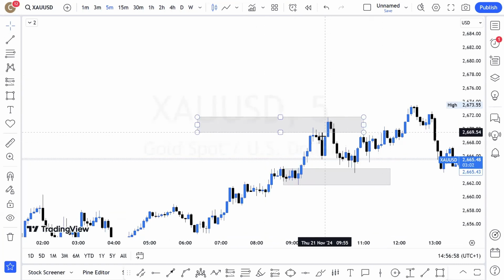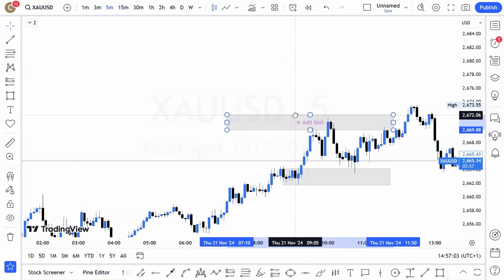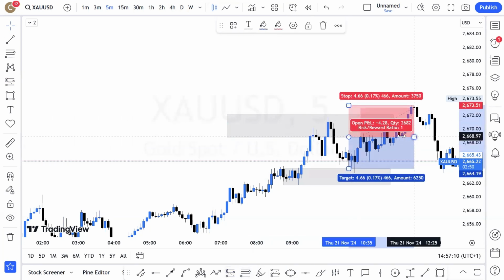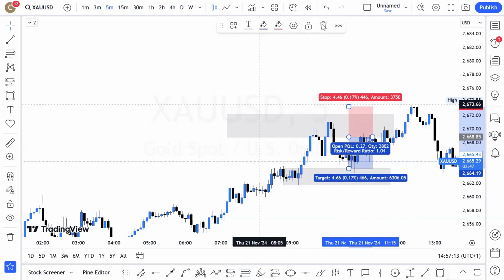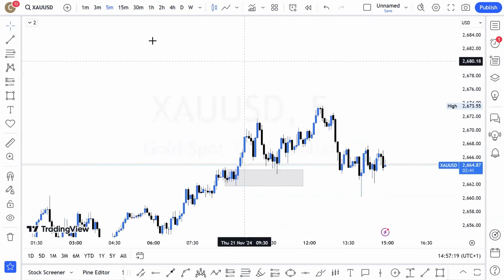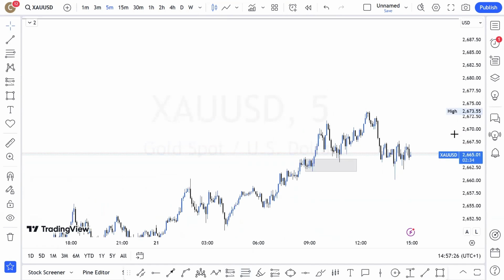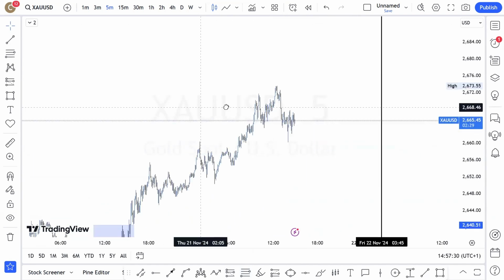So basically what you did was mark a change of character, and then this should be another block. You are selling inside here. Very wrong. So this is not a valid zone. Change of character should only be honored at a POI. If the market is not at a POI, ignore it 100%.